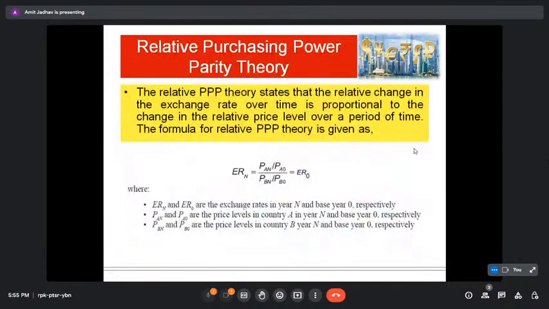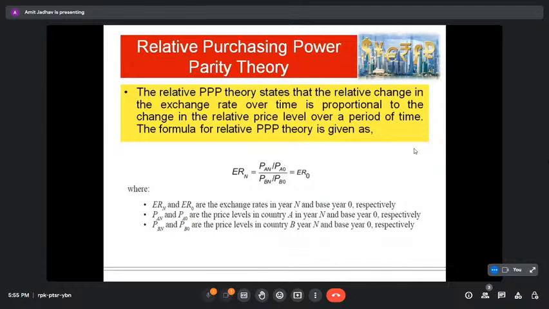Afterwards, we have the relative purchasing power parity theory. The relative purchasing power parity theory states that the relative change in the exchange rate over time is proportional to the change in relative price levels over the period of time.